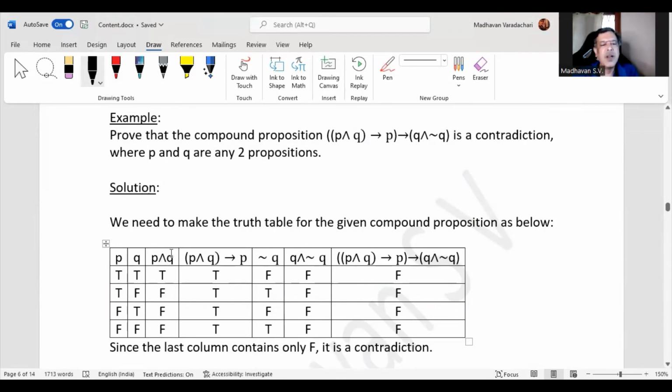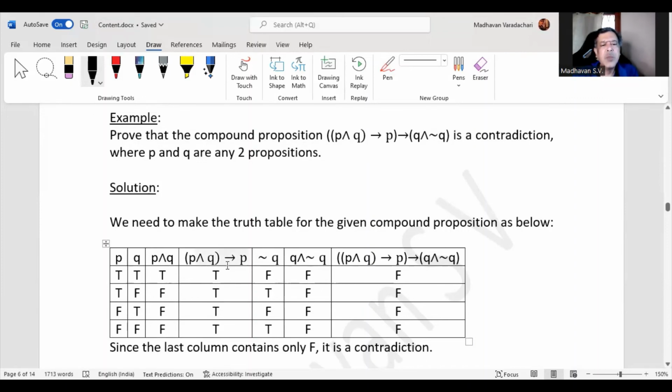If the first statement is true and the second statement is F, only then it will be F, otherwise it will be true. So everything is true now. Not Q: we wrote the opposite of whatever is there in Q. So when it is T, it is F. When it is F, it is T. When it is T, it is F. When it is F, it is T. Then comes Q and not Q, meaning this and this. When we do that, everything will be opposite, so everything will become F only.